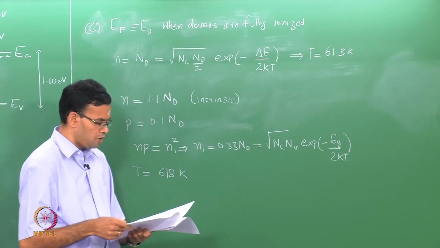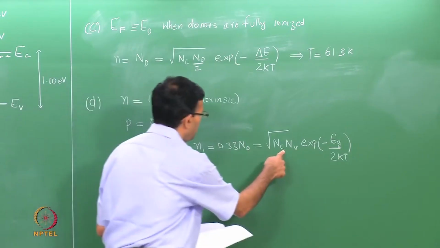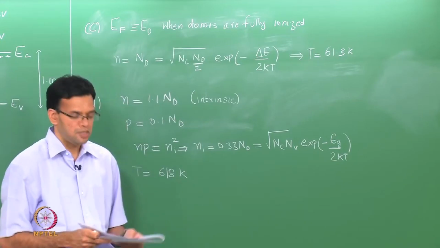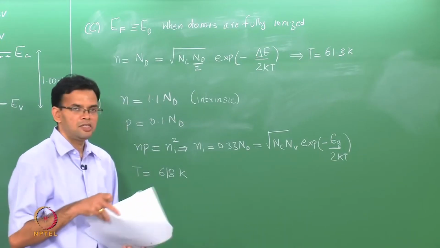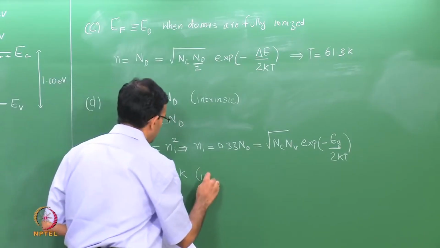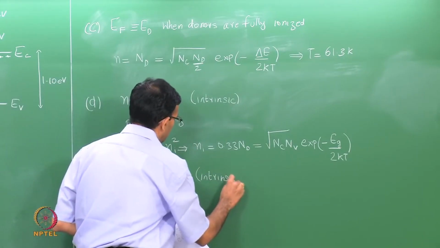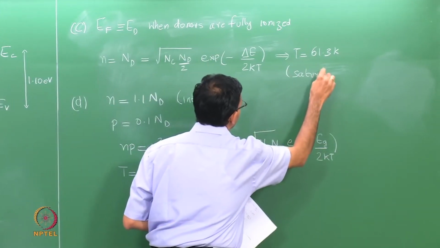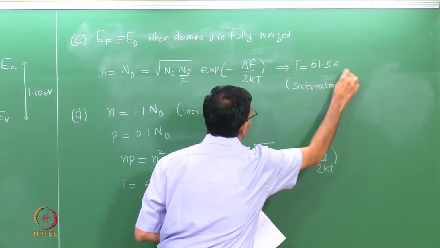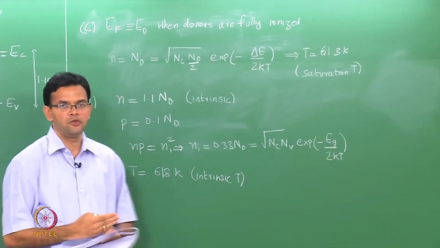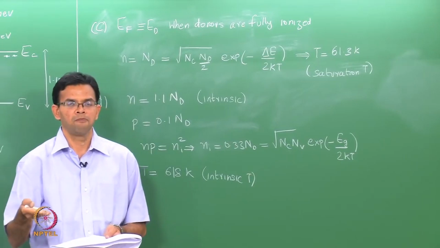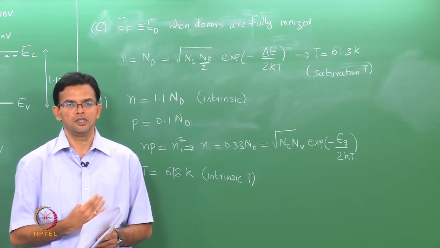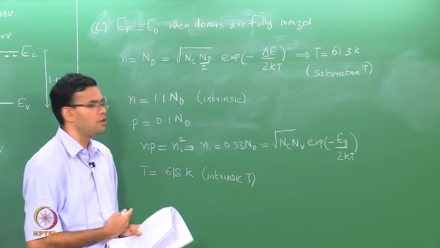The question also gives you the density of states. So, you know the value of Nc and Nv, Eg is known. The only thing that is unknown is temperature. This temperature T is called your intrinsic temperature. This is called your saturation temperature. So, between the saturation and intrinsic, your concentration of electrons, which is your majority concentration, is within 10% of the donor concentration.